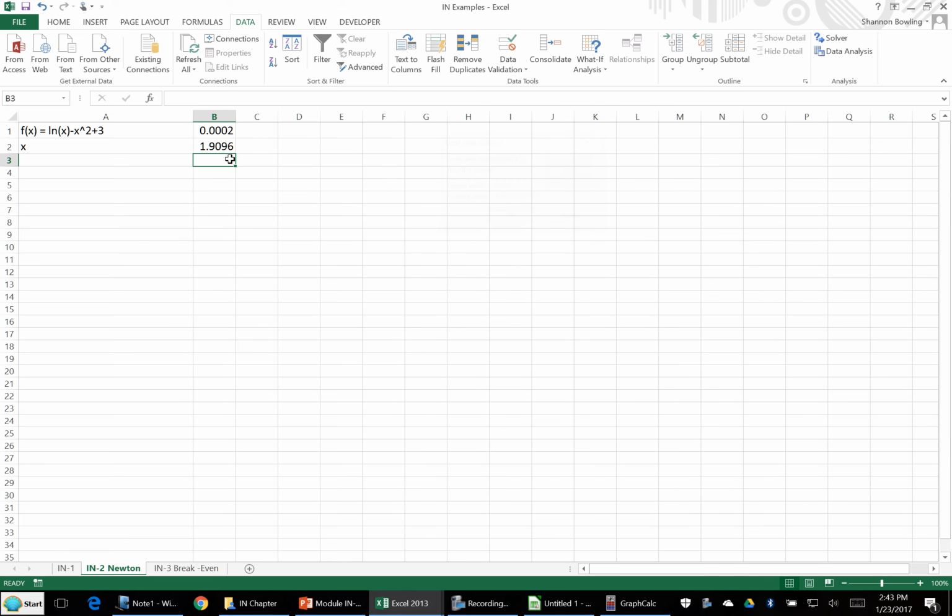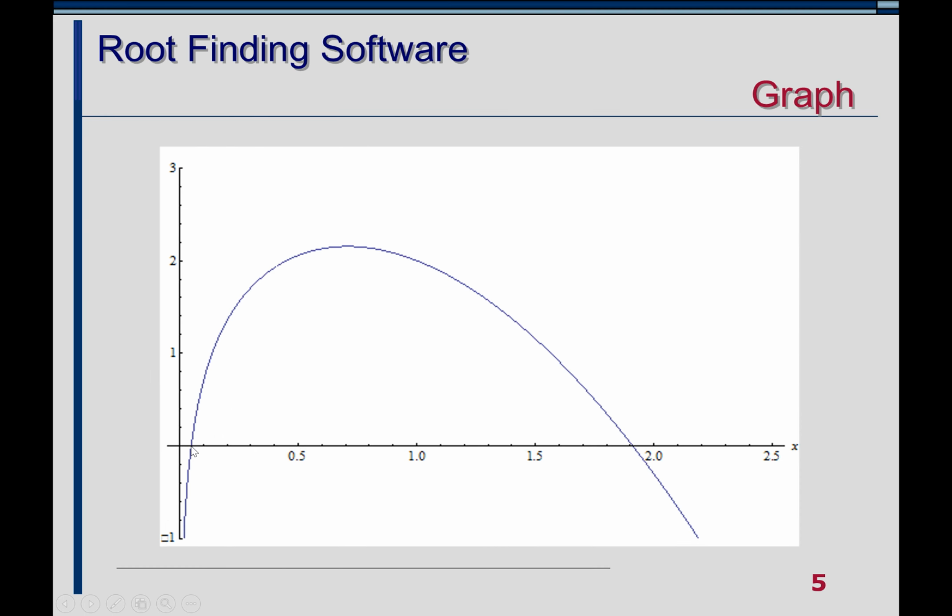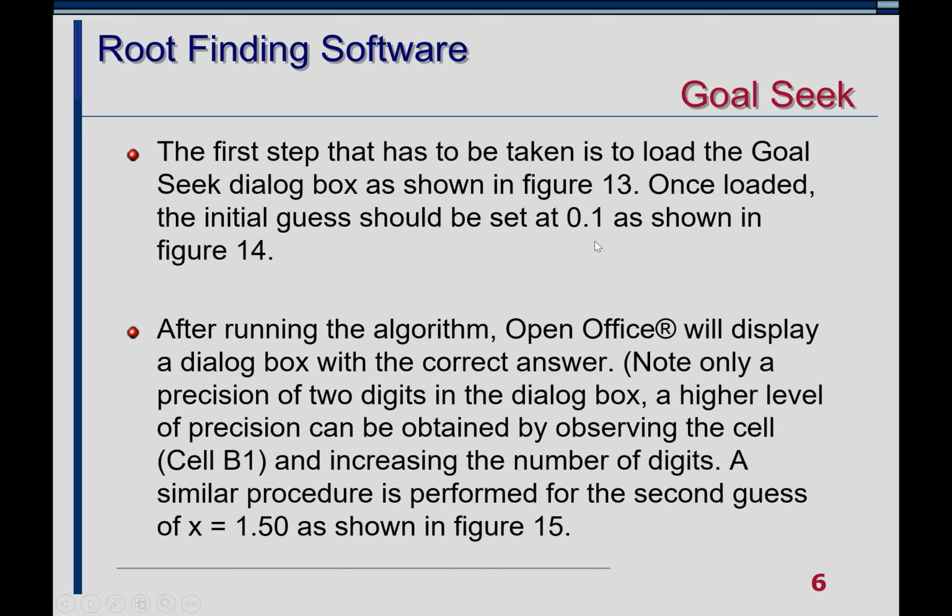So we see that this value is almost 1.9, 1.91, and it's essentially equal to 0 right here. Okay, so it found the two roots to this problem. So if we look, we see the values are about 0.05 and about 1.91, and we used Excel, or you could have done something nearly identical in OpenOffice or LibreOffice, and get the exact same answer.